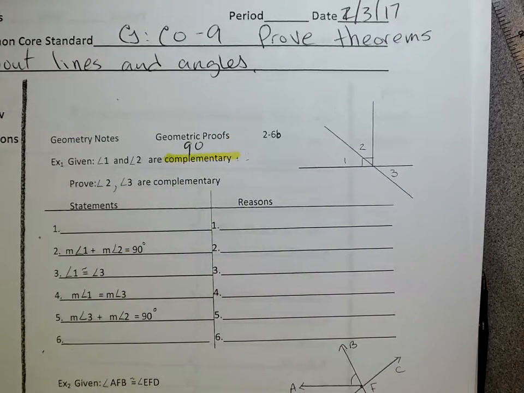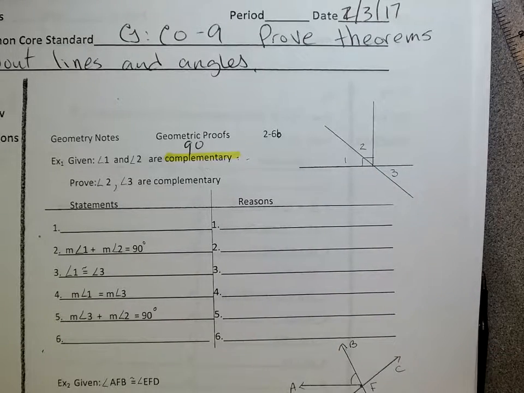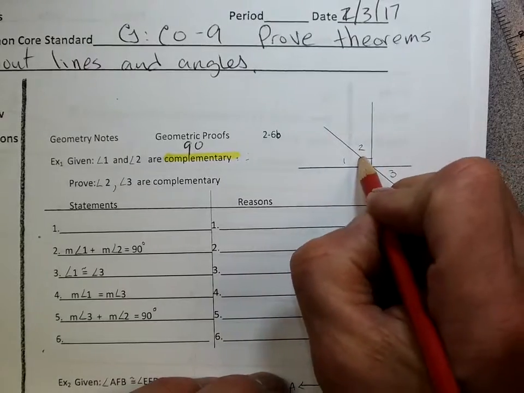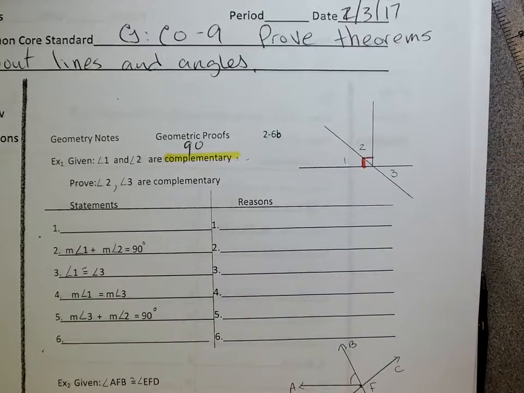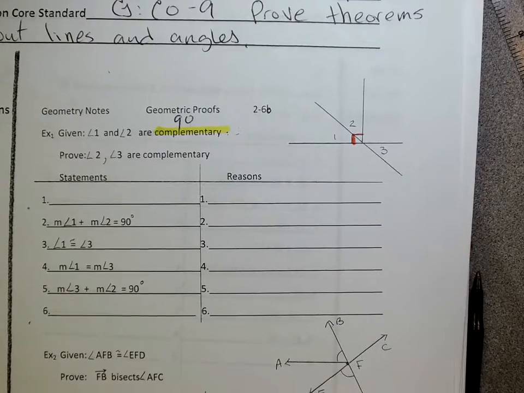Okay, now, so 1 and 2, and I got the little box there, so I like the little box there. If this 90 wasn't here, I probably would have put it in there, okay? Because I know that complementary means 90 degrees, right? So I've got 1 and 2. I also see something in my picture. Would anybody see anything up there? What about 1 and 3? They're vertical angles.